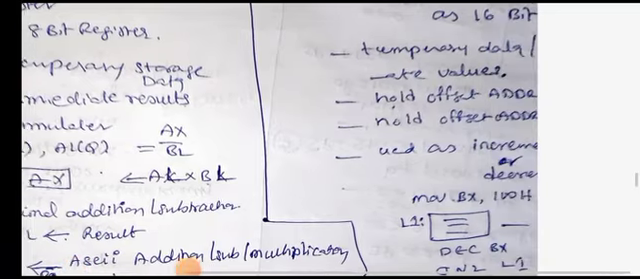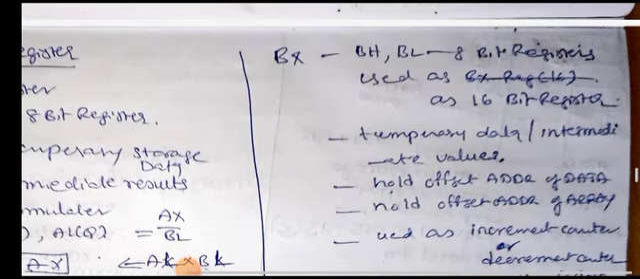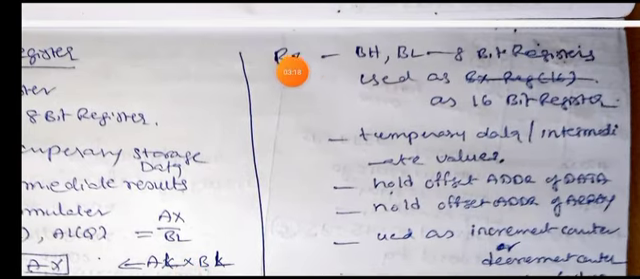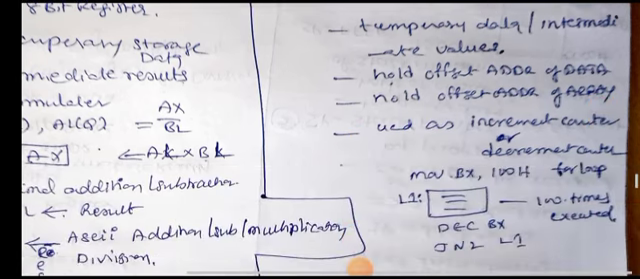Now coming to the BX register. So what is the BX register? BX is used as BH and BL 8-bit registers. It can also be used as a 16-bit register. It can be used for temporary storage of data or intermediate results. It can hold the offset address of the data or array also, right? So it can be used as an increment counter or decrement counter for implementing loops.